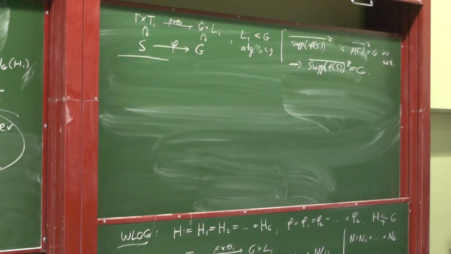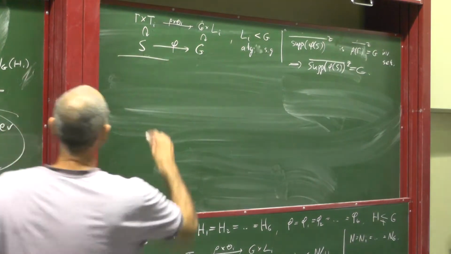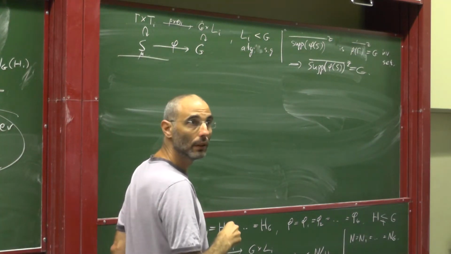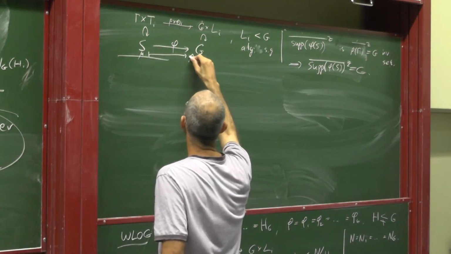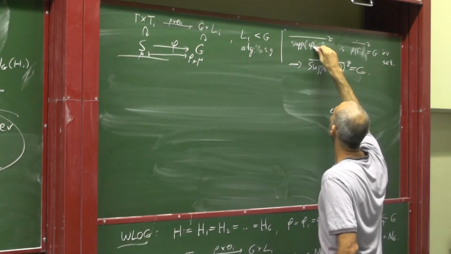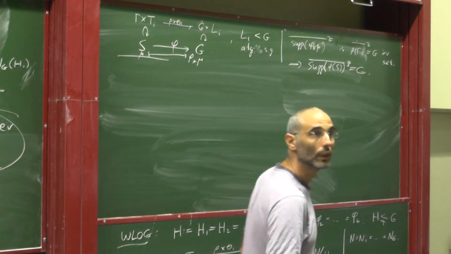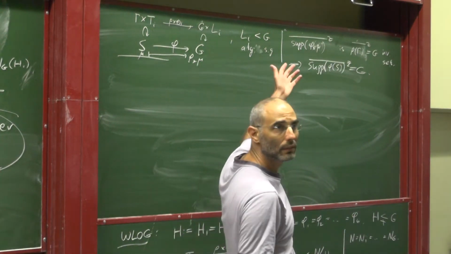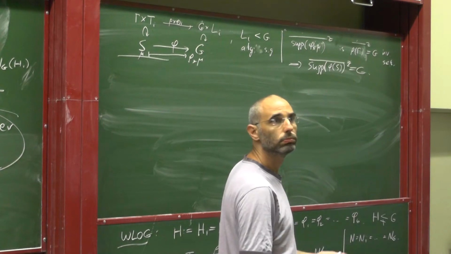I don't understand something. You have phi, which is an almost everywhere defined function from S into G. What is this support of phi of X? Is it a subset of G? So this is a short-term notation. Actually, I have a measure here, and I'm pushing it forward by phi, so mu becomes phi star mu.